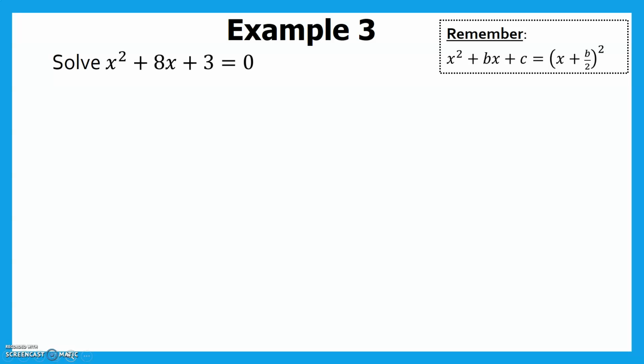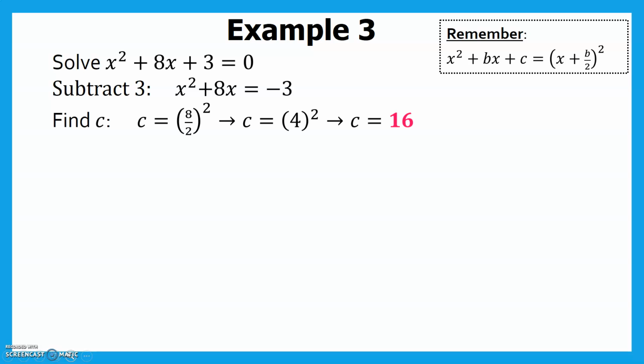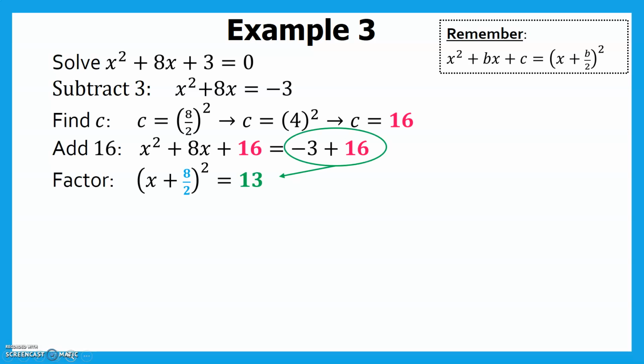Example 3. Same thing, I'm going to get rid of that 3 first, so I subtract 3 to get x squared plus 8x equals negative 3. Now I'm going to force it to be a perfect square trinomial by finding c, which is b over 2 squared, or 8 over 2 squared, which is 4 squared. And 4 squared is 16. So 16 is what I'm going to add to both sides to get x squared plus 8x plus 16 equals negative 3 plus 16. So I'm going to factor following that model, and I get (x plus 8 over 2) squared equals 13.